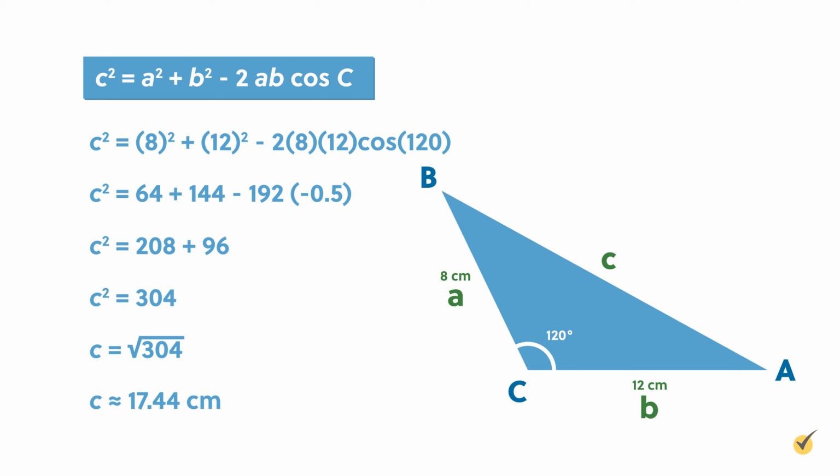Let's try our common sense check again. Side c is opposite the largest angle, so it should be larger than the other sides. And it is. It's also less than the sum of the other two sides, which it must be in order for this shape to be a triangle.